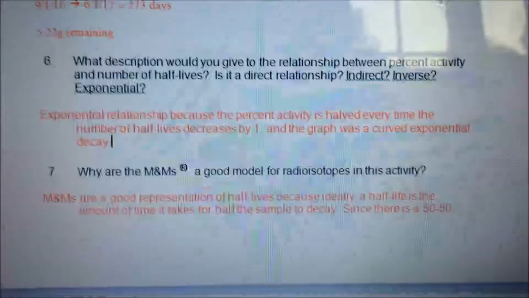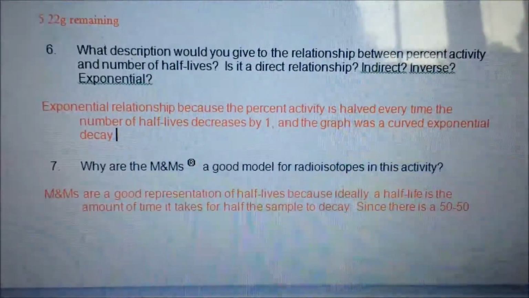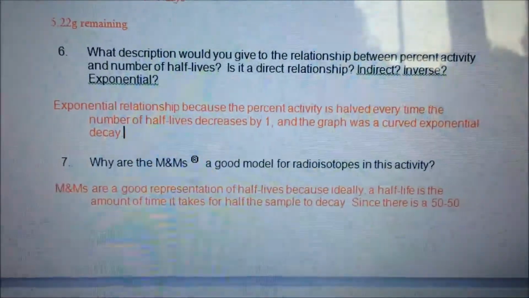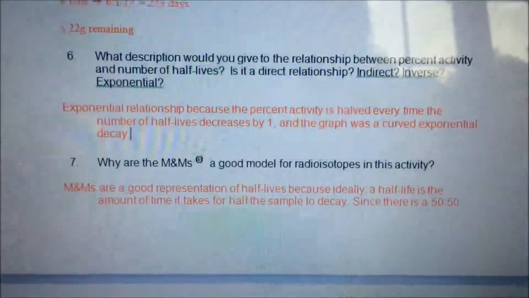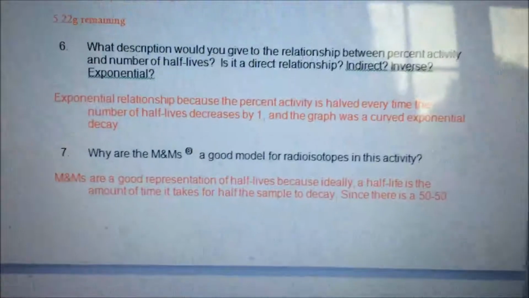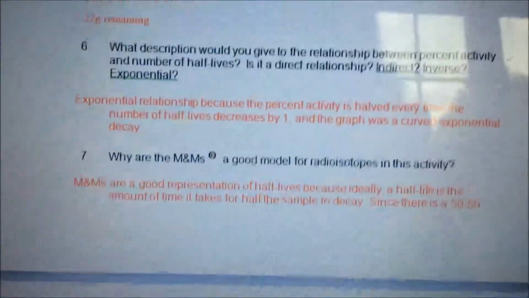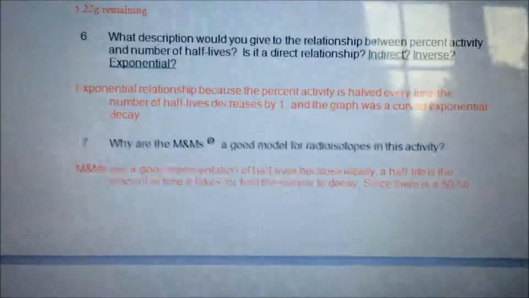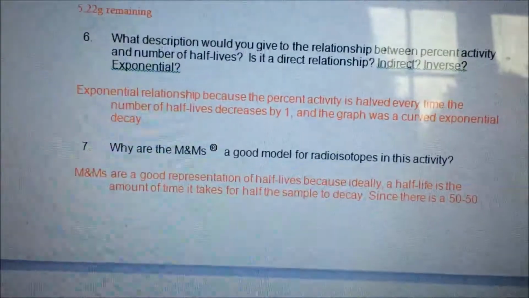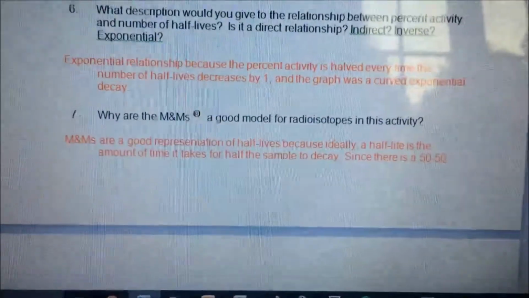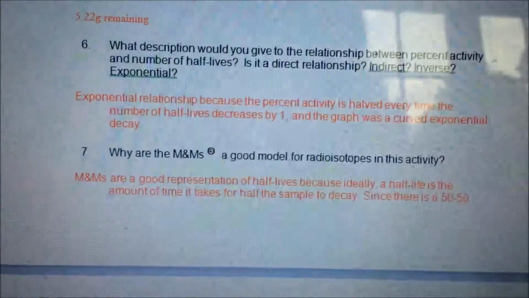For number 6, the relationship between percent activity and number of half-lives, like I said previously with the graph, an exponential relationship was shown because the percent activity is halved each time the number of half-lives is increased by 1, and the graph shows a curved exponential decay.